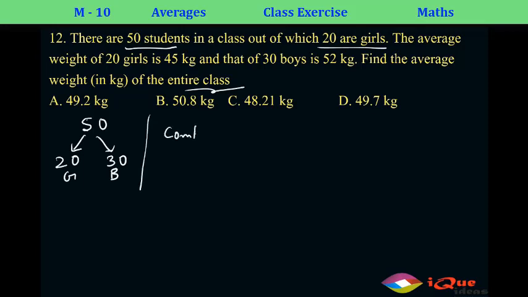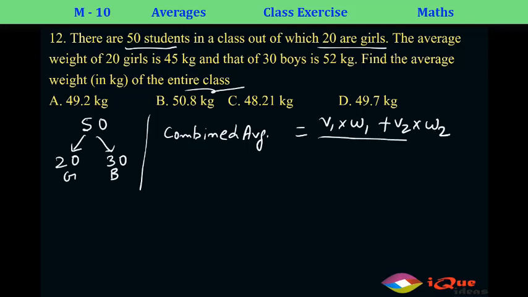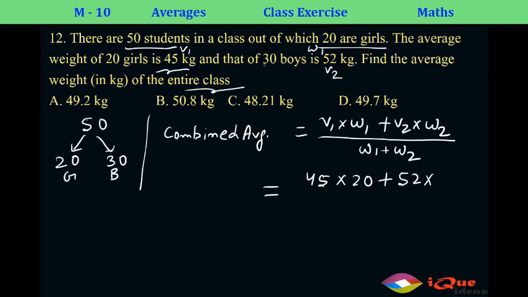So combined average, if you remember the formula, it is equal to V1 into W1. V1 is the first value into the weightage of the first value, that is the quantity of the first value, plus V2 into W2, value of the second one, into the quantity of the second one, divide by total quantity, that is W1 plus W2. Here V1 is given, let's say girls group is the first group, then V1 is average of 20 girls is 45. So this is our V1. Alright, 52 is V2. So it is 45 into W1 is 20. So this is W1. Alright, so it is 45 into 20 plus V2 is 52 into W2 is 30 boys. So into 30. Divide by 20 plus 30.